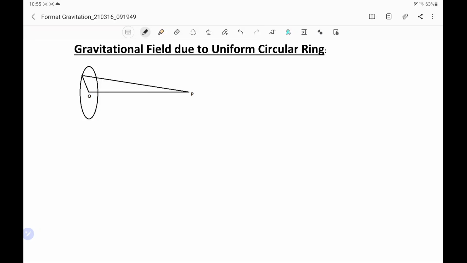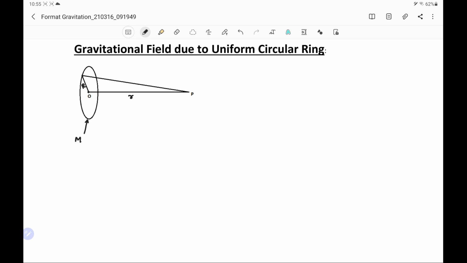Next, we have to find the gravitational field due to a uniform circular ring. This is a given ring of mass m and radius r. This is the radius. O is the center of the ring, and OP is the axis which passes through the center and perpendicular to the plane of the ring. And point P is at a distance r from the center of the ring.